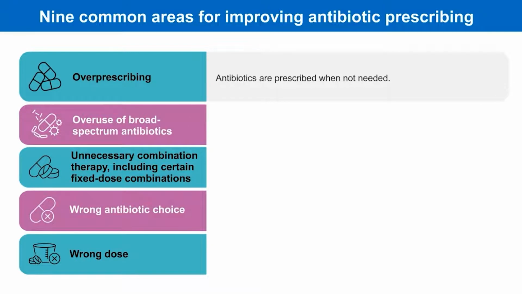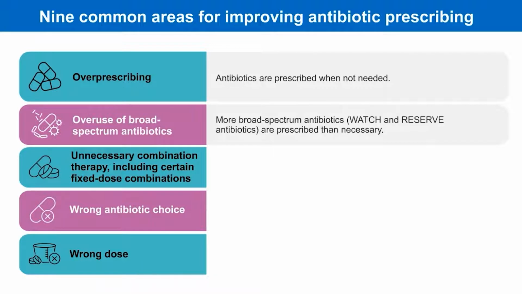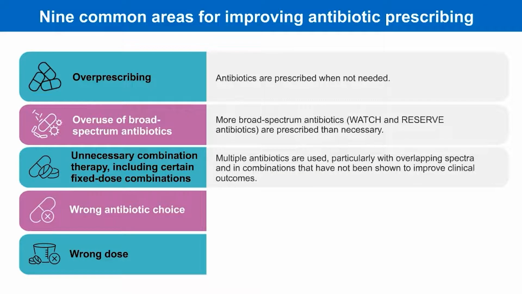In the case of overprescribing, antibiotics are prescribed when not needed. For example, fever without evidence of infection, asymptomatic urinary tract colonization, viral infections, malaria, inflammatory conditions. More broad-spectrum antibiotics, such as Watch and Reserve antibiotics, are prescribed than are necessary. For example, for surgical prophylaxis. In unnecessary combination therapy, including certain fixed-dose combinations, multiple antibiotics are used, particularly with overlapping spectra, and in combinations that have not been shown to improve clinical outcomes.